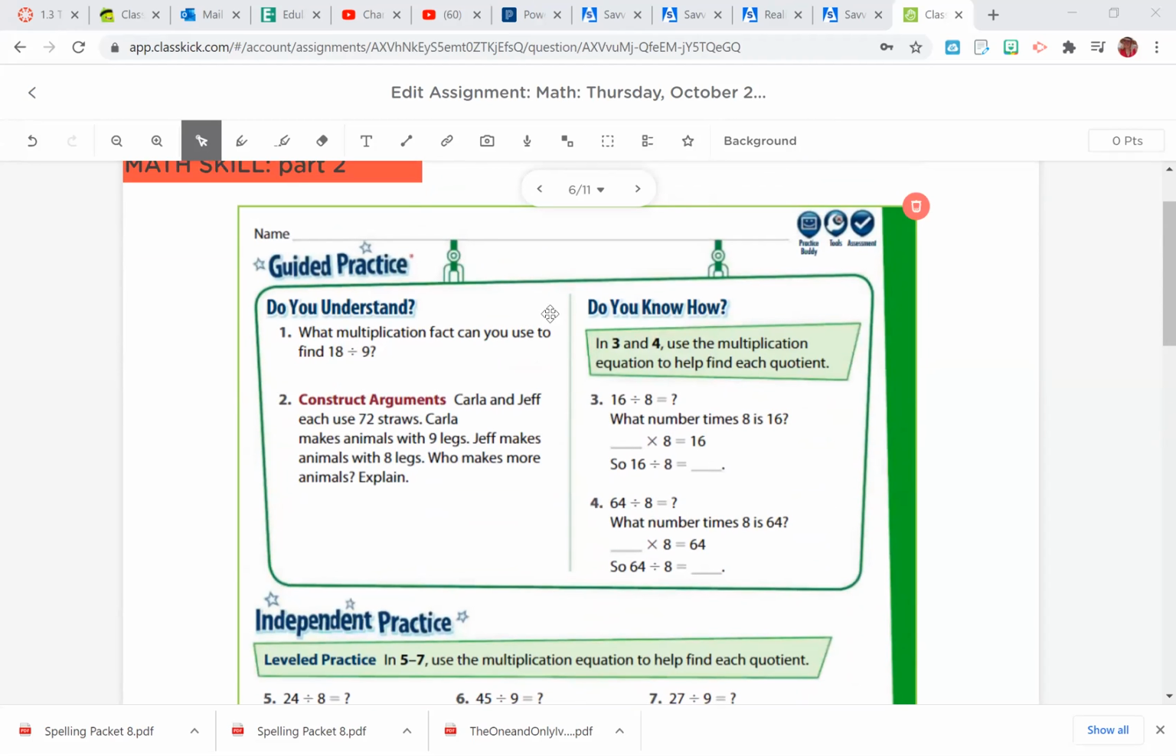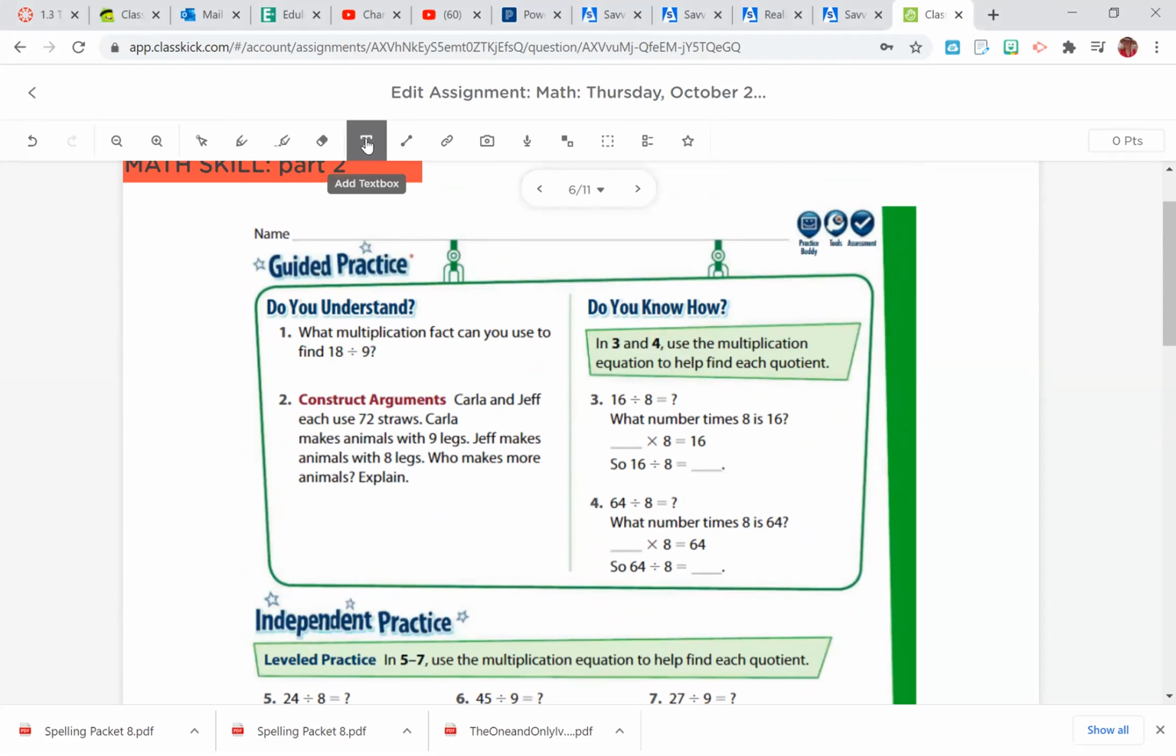What multiplication fact can you use to find 18 divided by 9? Remember, we use fact families to help us solve division problems. So our total in a multiplication problem is always the product. So that is at the end of the multiplication sentence.